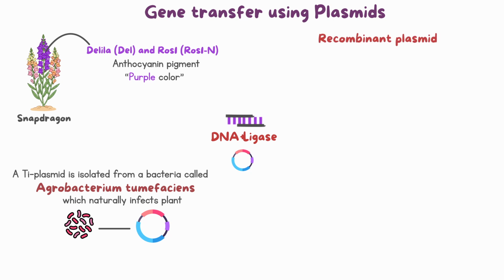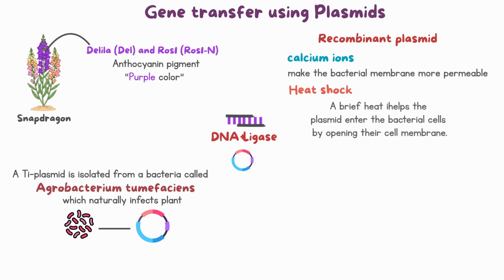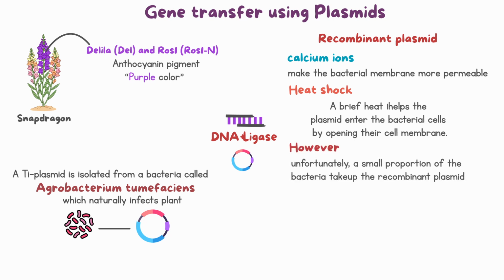The Snapdragon genes and the plasmid are joined together by an enzyme called DNA ligase, forming what's called a recombinant plasmid DNA. To get this recombinant plasmid back inside the bacterial cells, bacteria are treated with a calcium ion solution and then heat-shocked. The calcium ions make the membrane more permeable, and the brief heat helps the plasmid enter the cell. However, only a small fraction of bacteria takes up the plasmid, so we need a way to identify them.